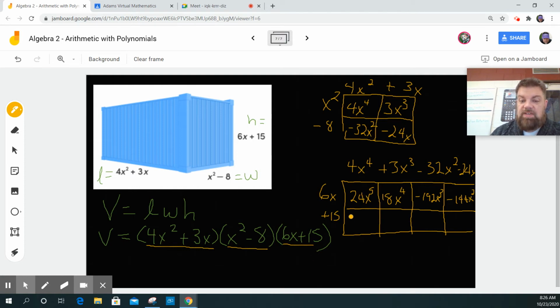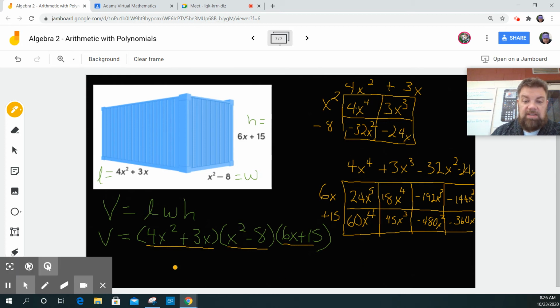So next, 4 times 15 is 60. And then we tack on the x to the 4th. 15 times 3 is 45. Tack on the x to the 3rd. 15 times 32 is 480, but it's a negative 480. Tack on the x squared. And then 15 times 24 is 360, but it's a negative 360. And we tack on the x.